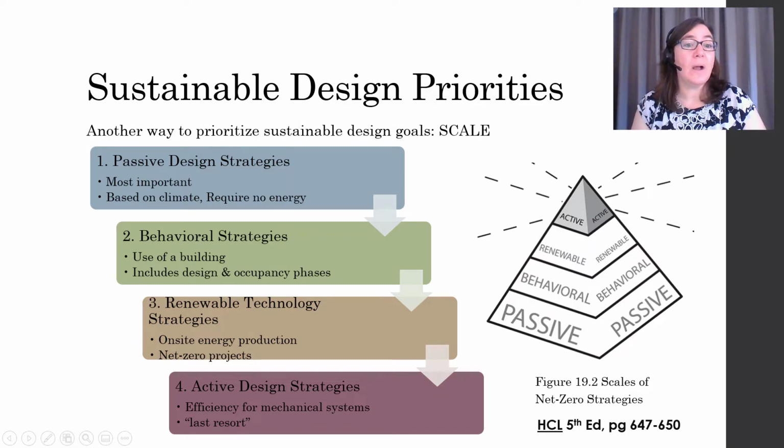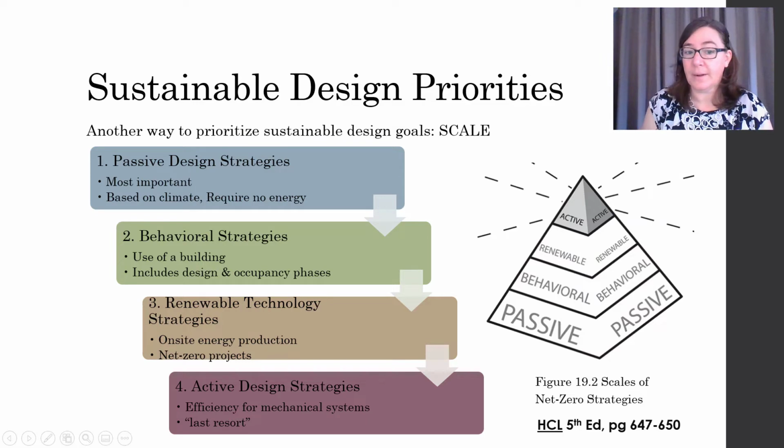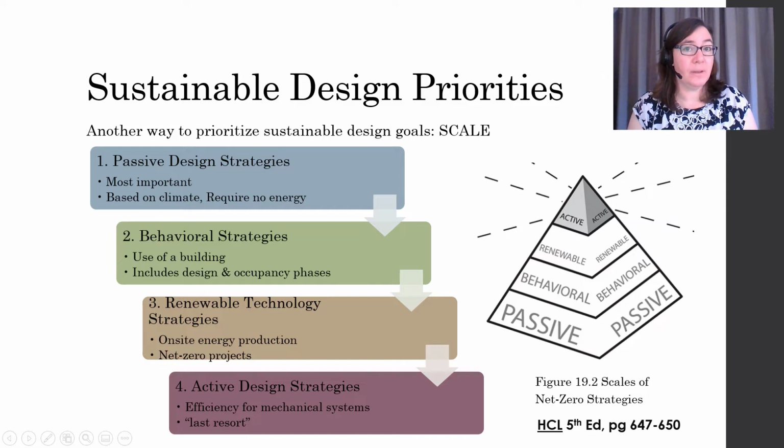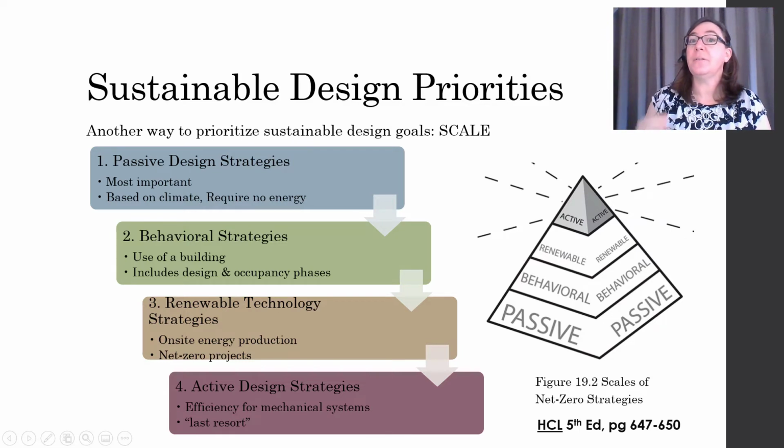The next category are renewable technology strategies. This includes on-site energy production: wind, solar, etc. And this category is really important for net zero projects. Finally, the last thing that you should consider, and you definitely need to consider it, but it is last in the list, is active design strategies. This includes efficiency measures for your mechanical systems.